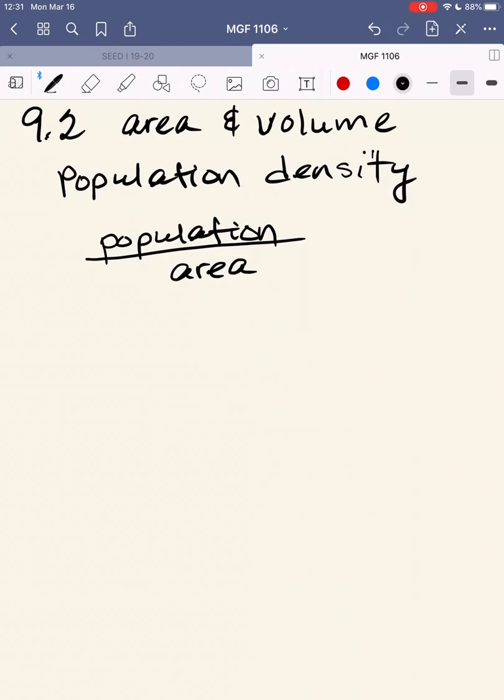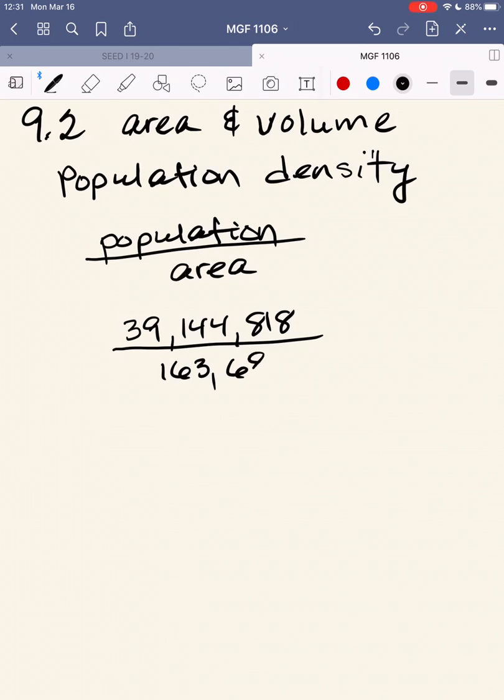So for example 1, the population of California is 39,144,818, and its area is 163,695. So we take this population divided by the area, 163,695. That's all we do. When we throw that in the calculator, we get 239.1, and this represents people per square mile.